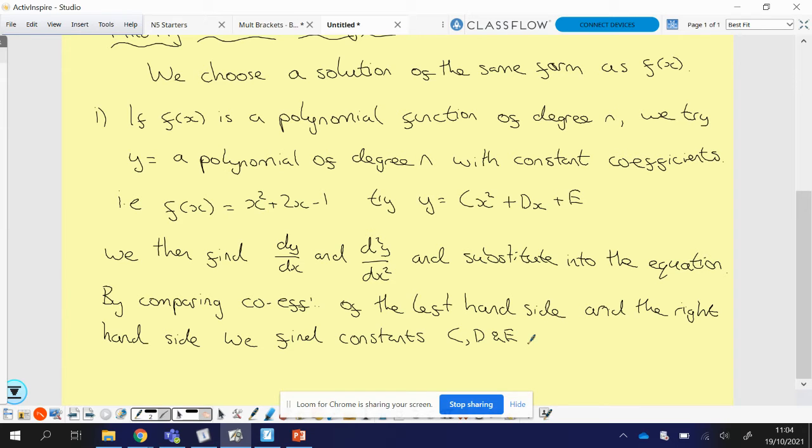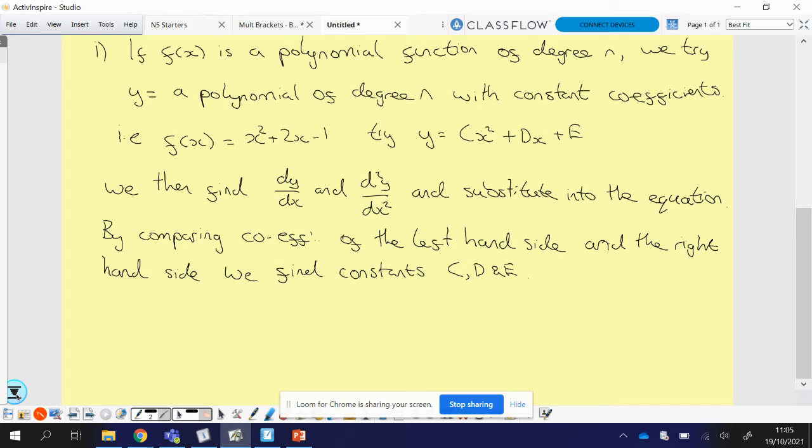So the idea here is we have to try and match our function and substitute it into the equation that they give us as our question. But remember, second order, so we'll need to find d squared y by dx squared and dy by dx to substitute in. Once we substitute these in, the left and right hand sides will match, and if we compare coefficients, we can work out what c, d, and e were. So that's the general idea: find a function that matches, substitute it in to get your constants. That's the first case, if it's a polynomial.